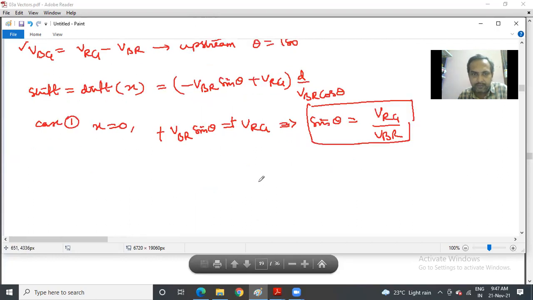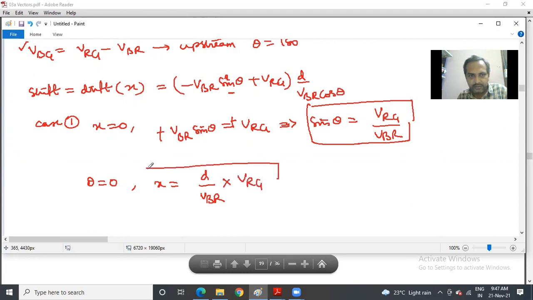If the person in the boat wants maximum drift, he has to start with the 0 angle. Suppose you put theta as 0, that boat will get some drift. X is equal to, if theta is taken 0, sin 0 is 0, so you will get d by VBR, because cos 0 is 1, along with VRG. So this is one more formula.